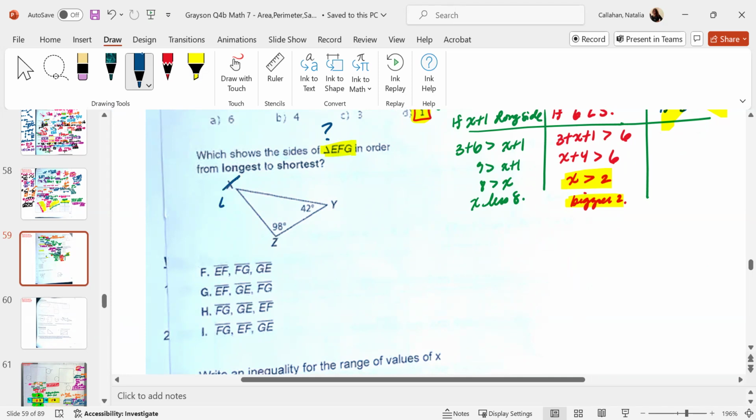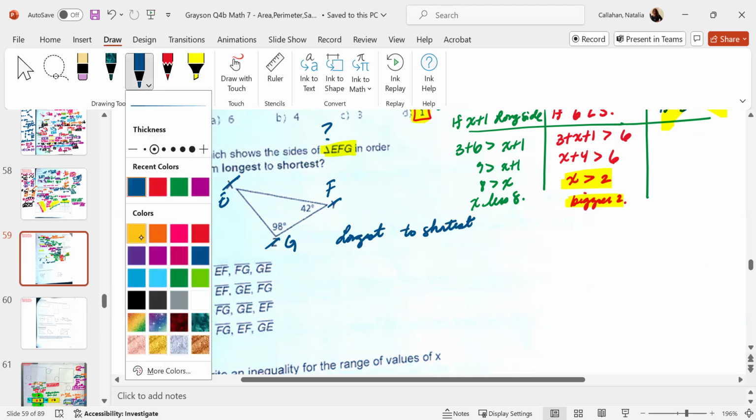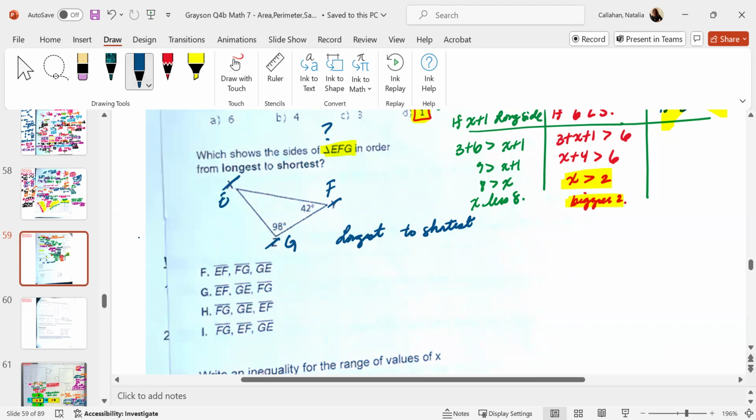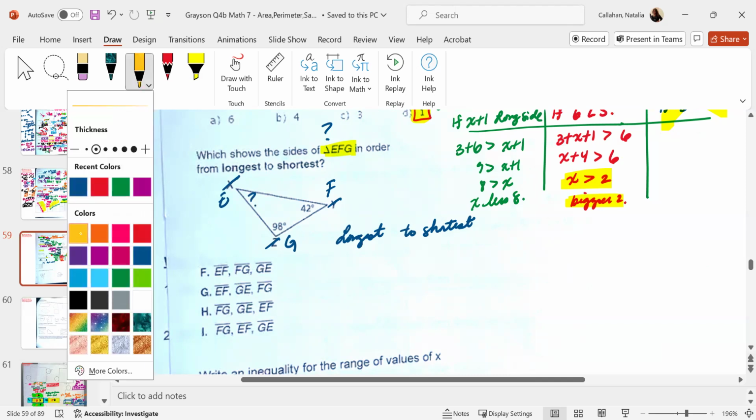Okay, let's assume this is E, F, G. So you either go from longest to shortest, right? The order of this kind of matters, because if I don't know which side it is, that's going to become a problem. We have 98 and 42, but I don't know what this angle is, correct? How do I find that angle?